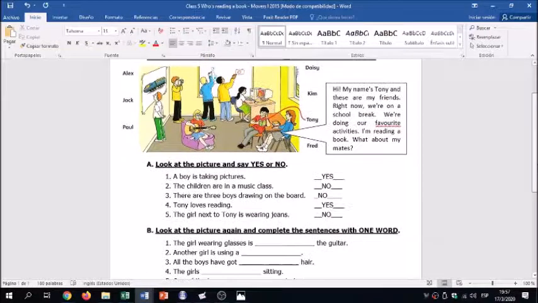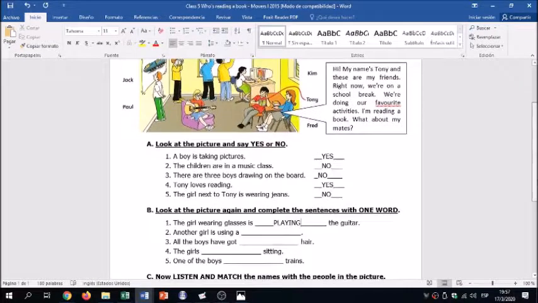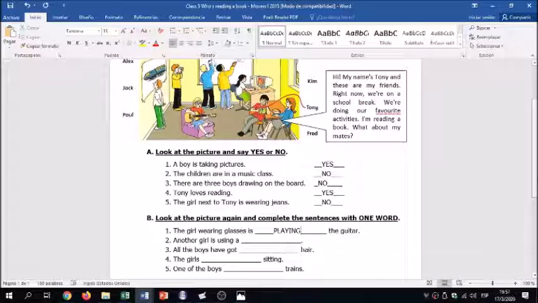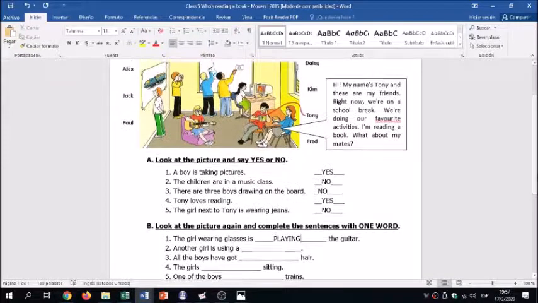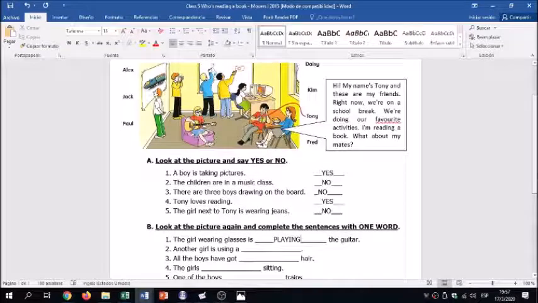So, this is the girl wearing glasses, right? What is she doing with the guitar? Very good, she's playing the guitar. So, the girl wearing glasses is playing the guitar. Very good. Sentence number 2. Another girl is using a... So, we have another girl. Here we have a girl. And what is she using? ¿Qué está usando esta chica?